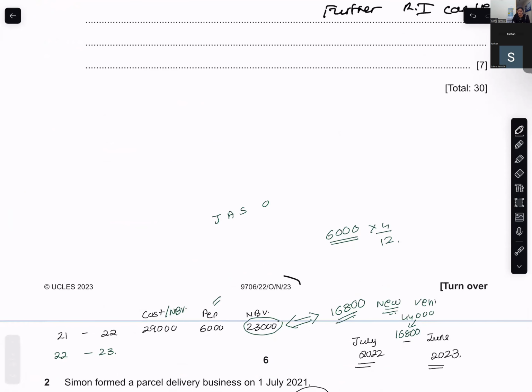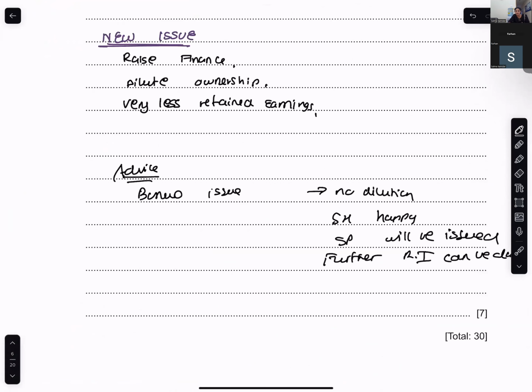You have to advise accordingly. So with this, I complete October-November 23, paper 22, question number 1, which is of limited company.